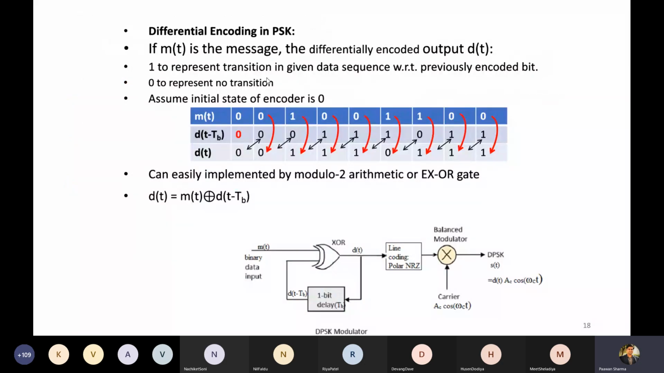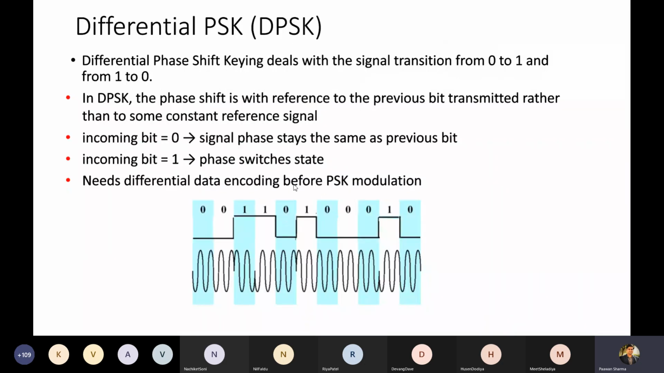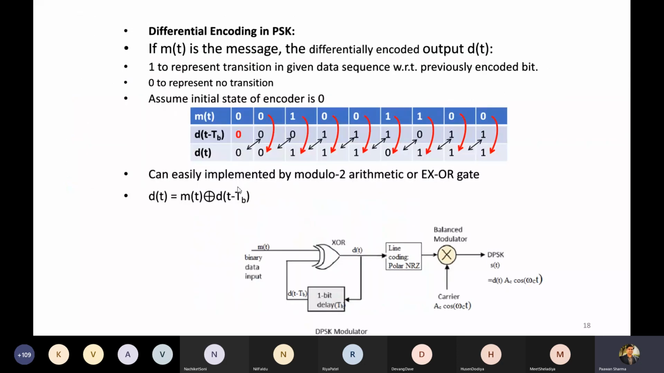So how do you ensure this differential encoding? This is the circuit for differential encoding, the DPSK modulator. As we said, before the balanced modulator, you do differential data encoding. You use an XOR gate and also a delay circuit. You can see the input binary data is represented here as mt. This is the XOR gate, and the output coming is dt, the current output.